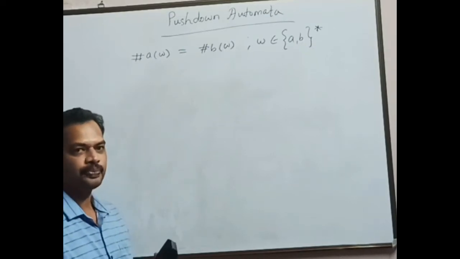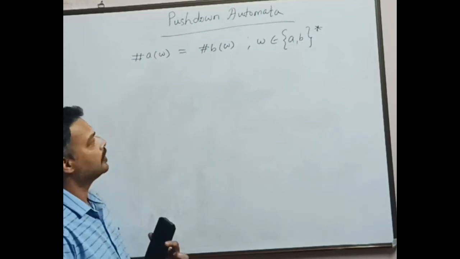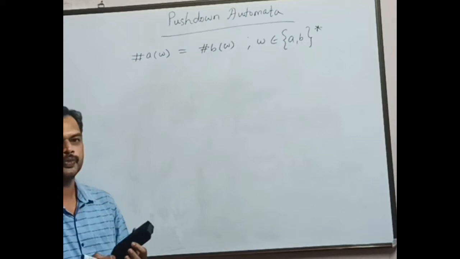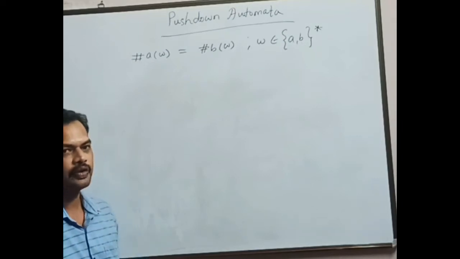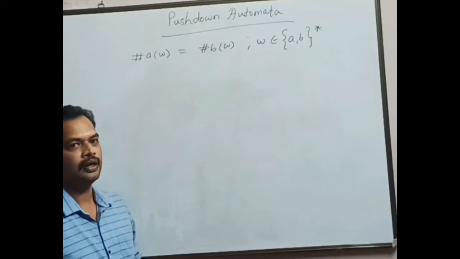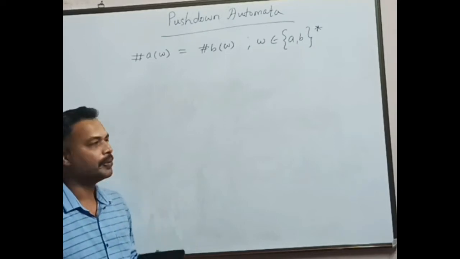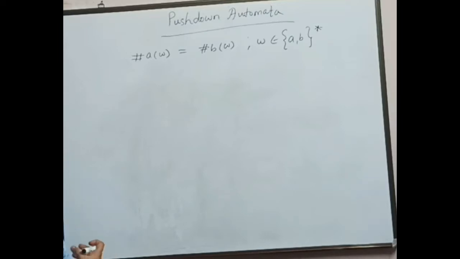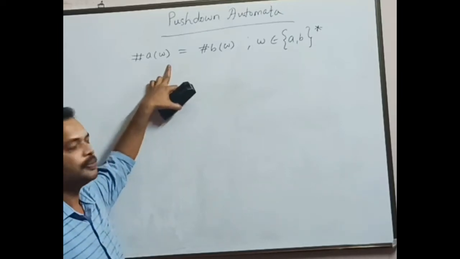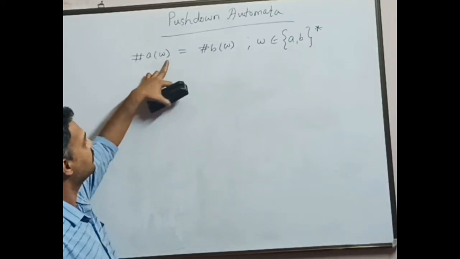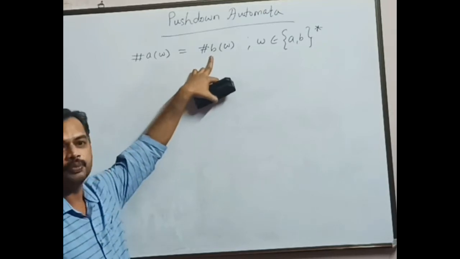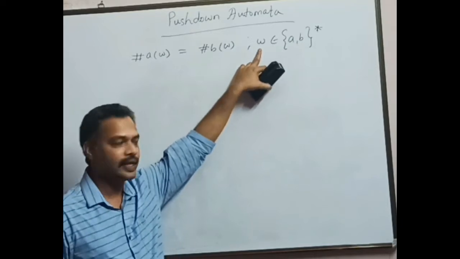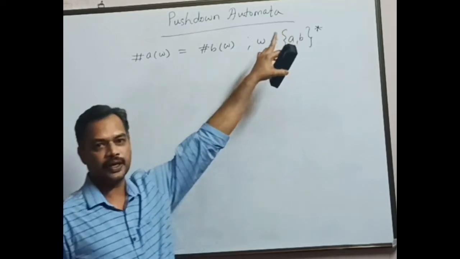This problem, let us discuss. For this given problem, which is based on the concept of pushdown automata, we have a solution. Here the given problem statement is: the number of A's in the string is equal to the number of B's in the given string, where W represents a string that belongs to {A, B}*.